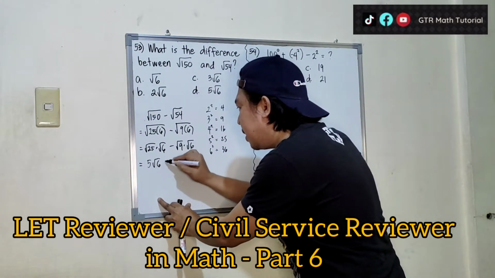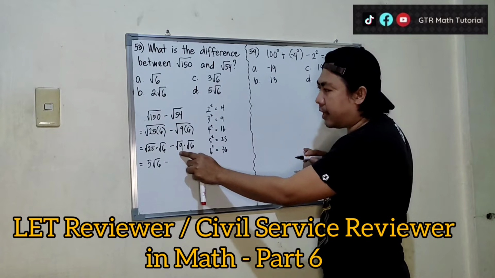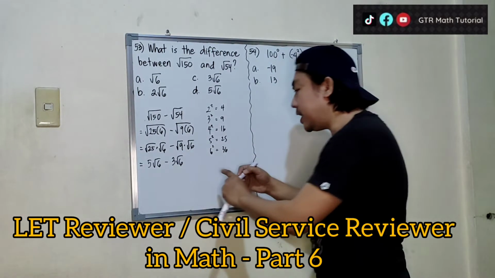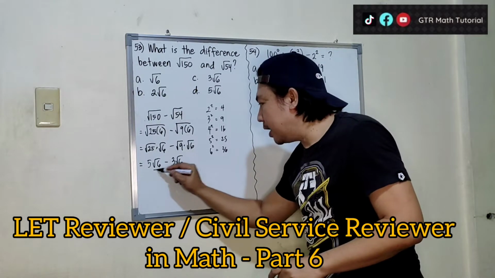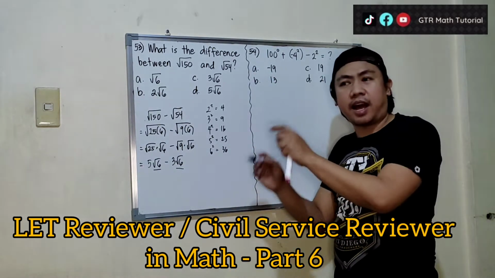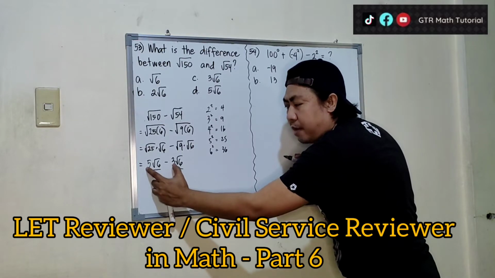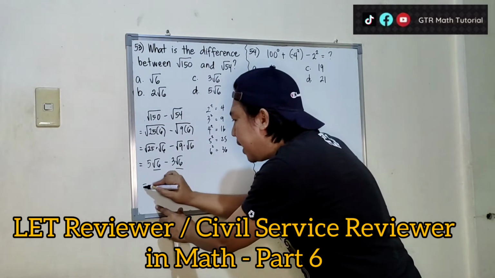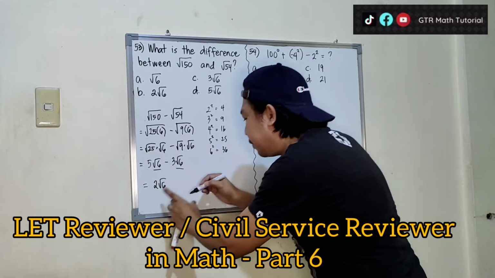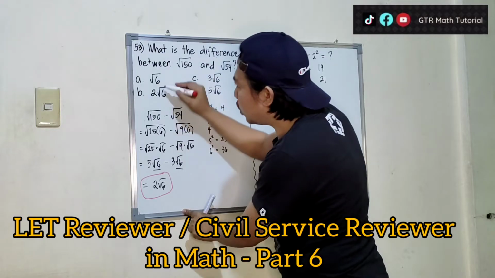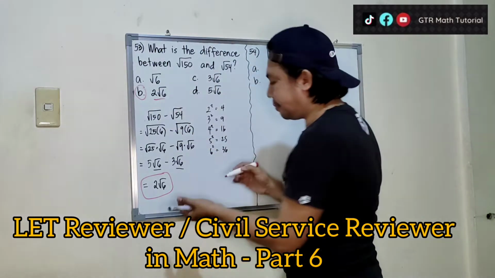Square root of 6 minus square root of 9, so that is 3. So we have 3 square root of 6. Since they are both square root of 6, so we can subtract the whole number. So 5 and 3. So 5 minus 3, so therefore the final answer is 2 square root of 6, which is letter B.